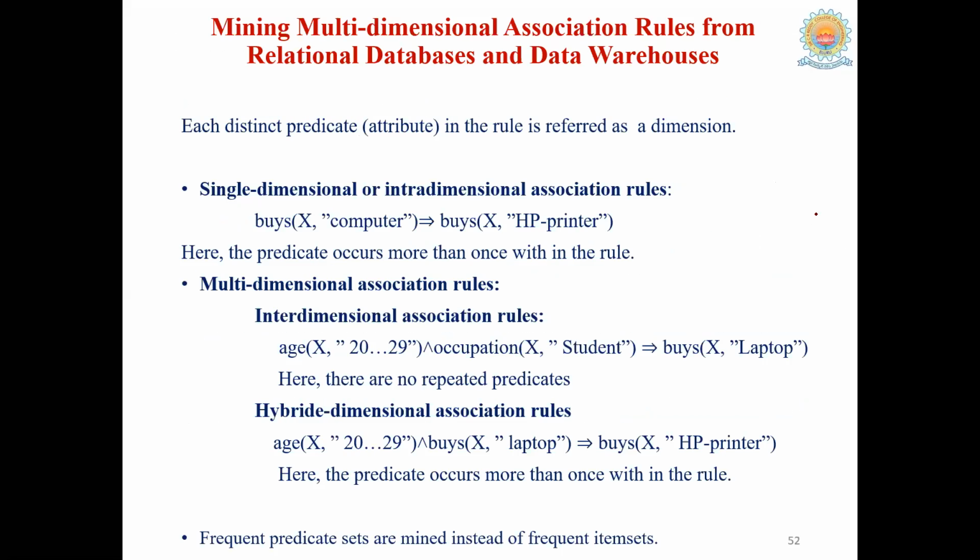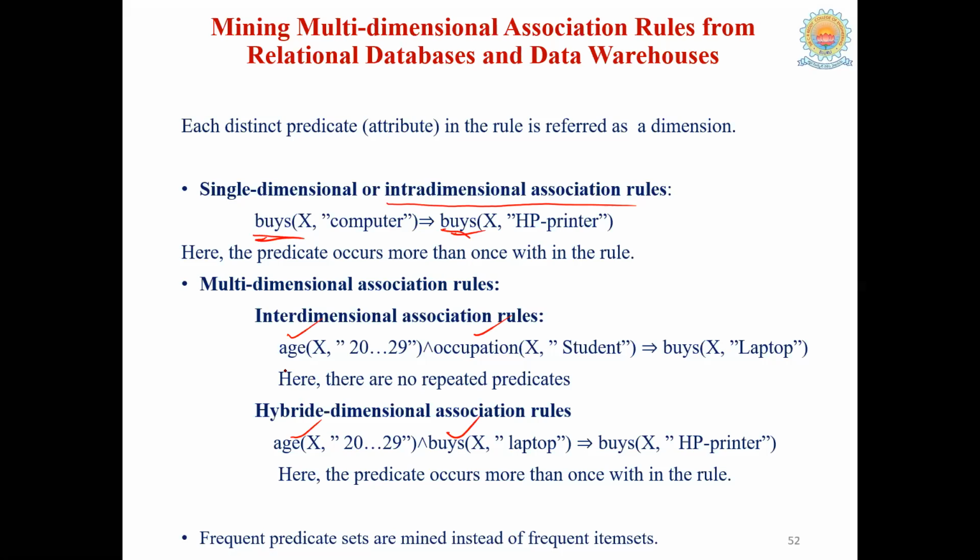And coming to the next one, mining multi-dimensional association rules from relational databases and data warehouses. So what is a multi-dimensional association rule? We already know that if a rule consists of a single predicate, that is a single dimension. If a rule consists of multiple predicates, that is a multi-dimensional association rule. So here, if the same predicate occurs more than once, then it is called an intradimensional predicate.